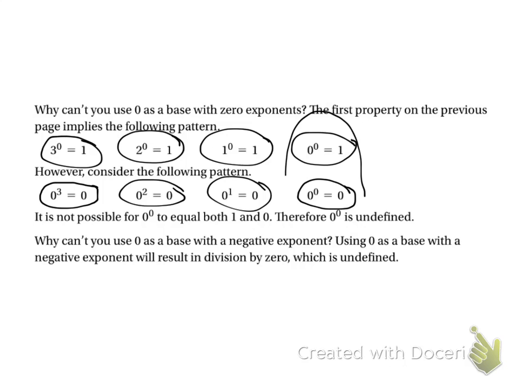So then 0 to the 0 is 0? We've got a problem here because these are both the same, 0 to the 0. And for one we get 1, and for the other we get 0. It's not possible to have those both equaling 1 and 0, so 0 to the 0 is undefined. There is no answer to it.